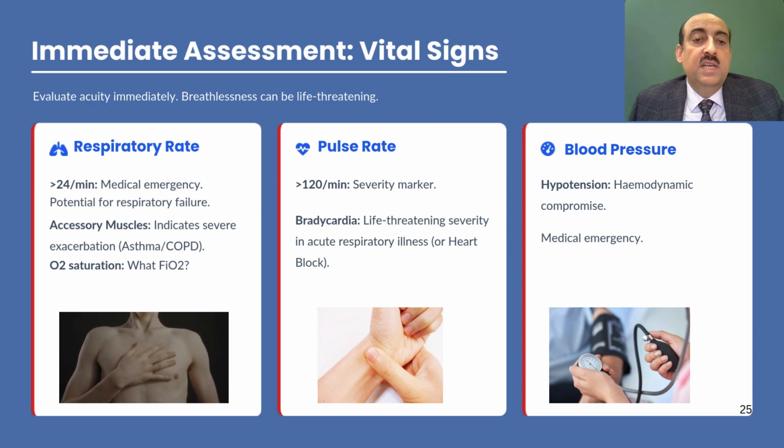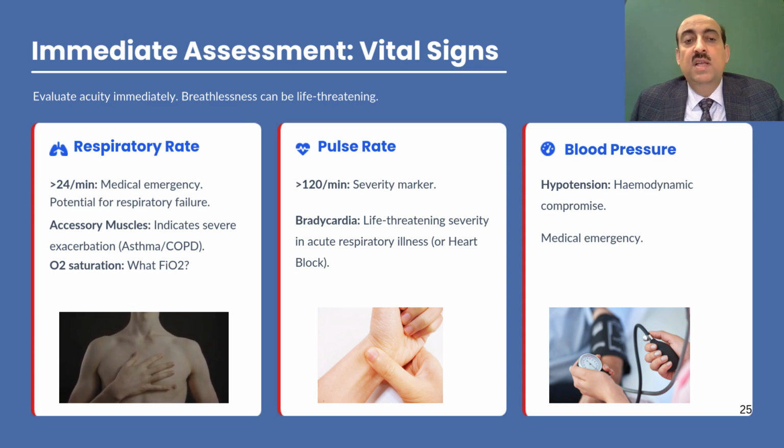Same as bradycardia. If somebody has got life-threatening severity of acute respiratory failure, then it could also be indicative of either a primary cardiac problem or a secondary problem affecting the heart itself. So bradycardia should also alert. Blood pressure. Now, initially blood pressure may be normal. However, hypotension is a bad prognostic sign. It clearly means there is now hemodynamic instability and it might lead to impending respiratory arrest.